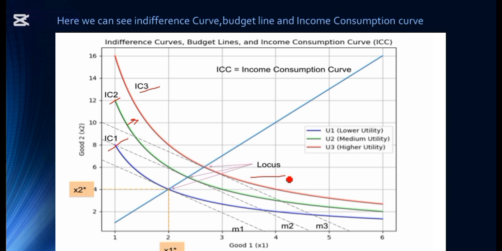The equimarginal principle shows that MU1 divided by P1 equals MU2 divided by P2.